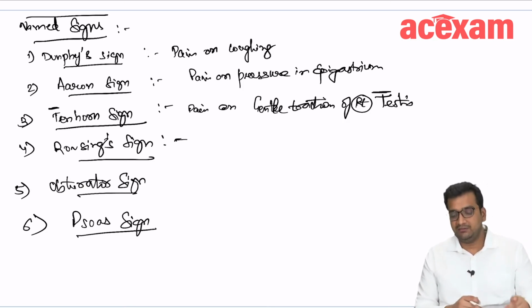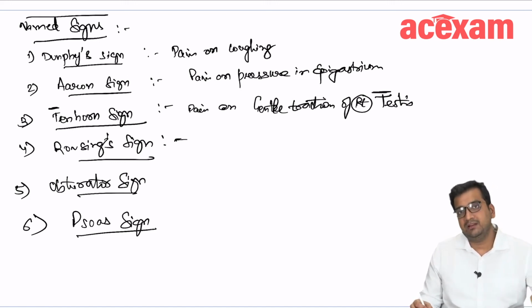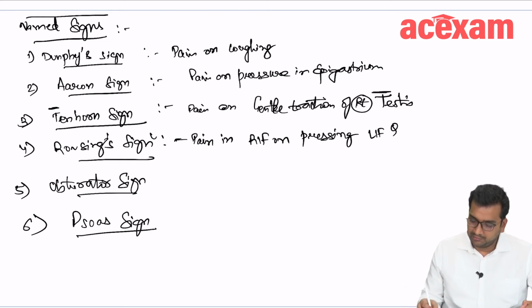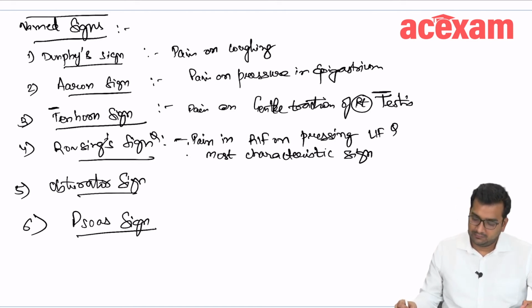Now there is Rovsing sign, which is important and is the most characteristic among all these signs for acute appendicitis. So there is pain in the right iliac fossa on pressing the left iliac fossa. Okay. Pain in the right iliac fossa on pressing the left iliac fossa. This is very important and this is the most characteristic sign of acute appendicitis.